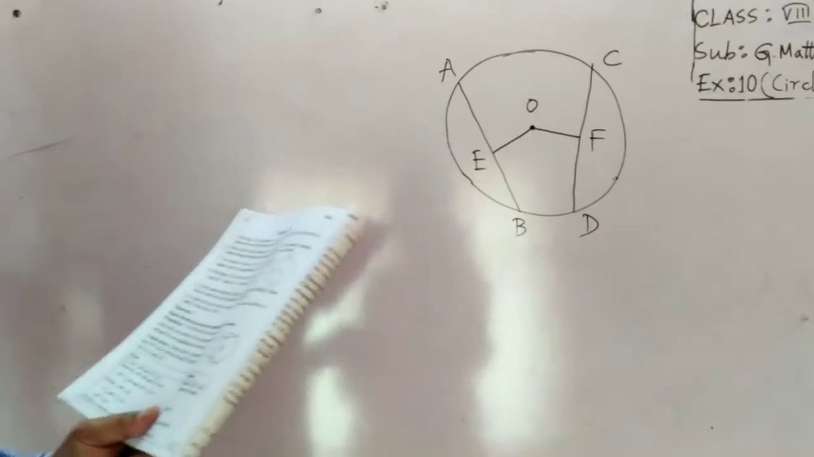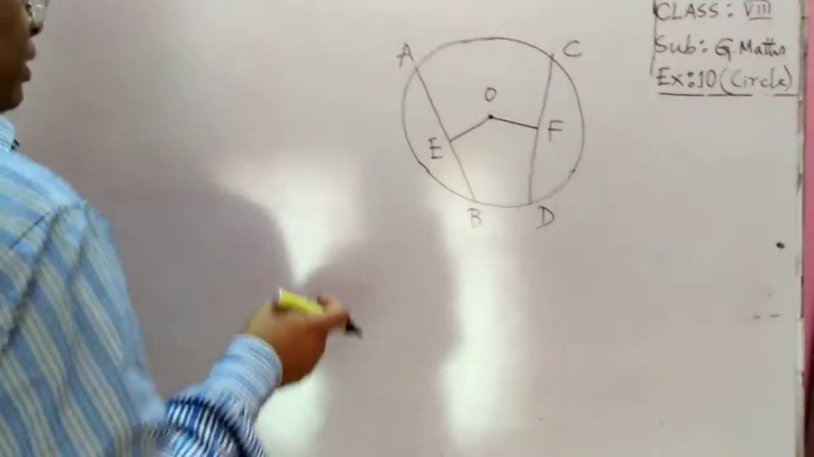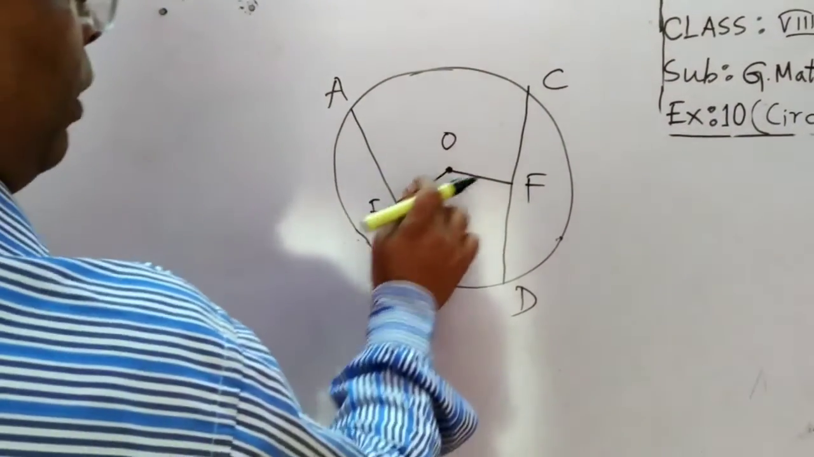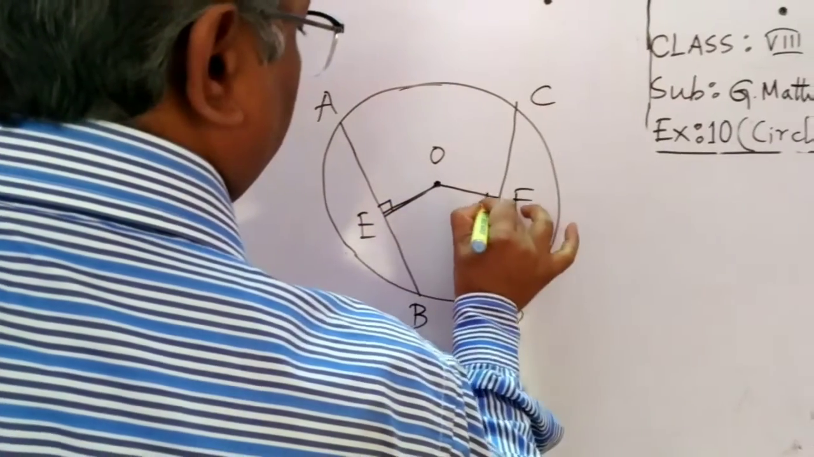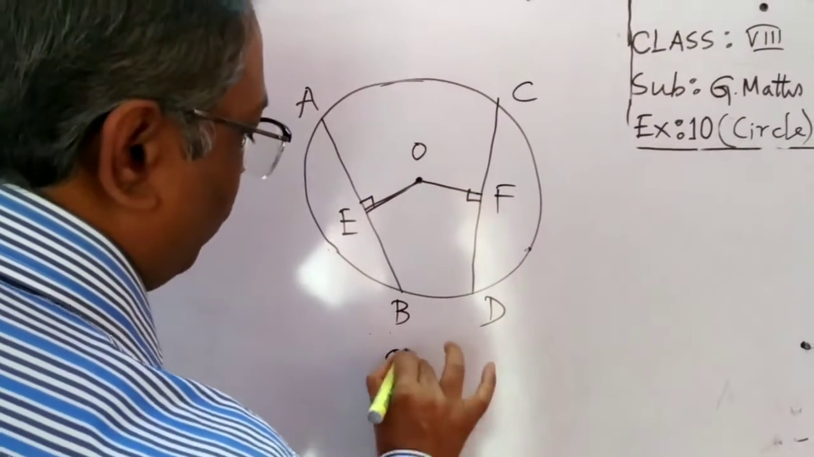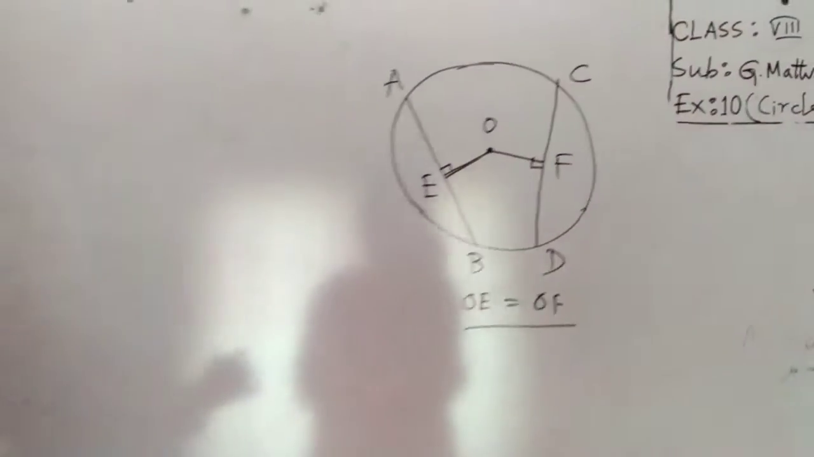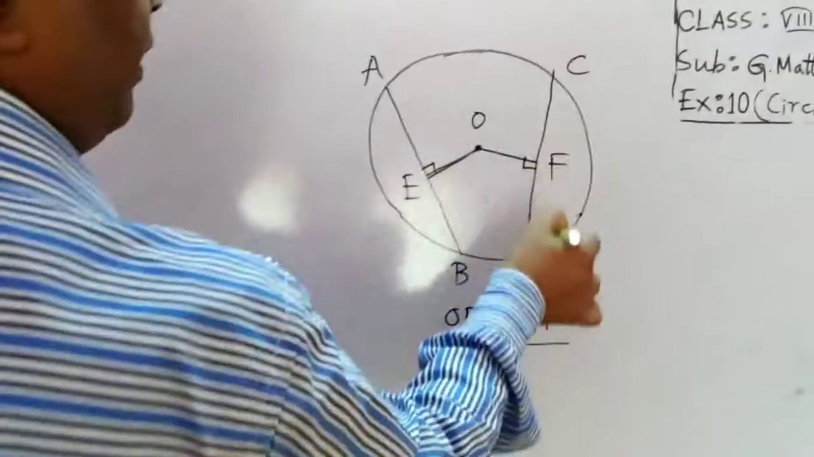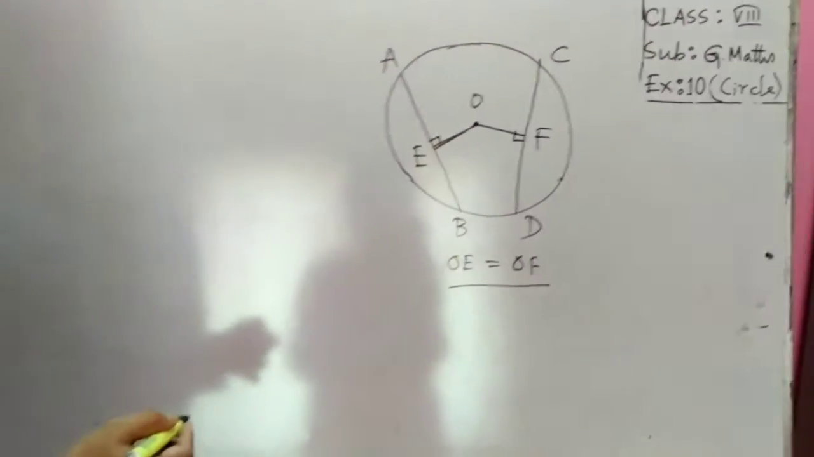So the question is, equal chords of a circle are equidistant from the center. AB and CD are equal chords. You have to prove that OE equals OF. Given AB and CD are equal. You have to prove OE equals OF.